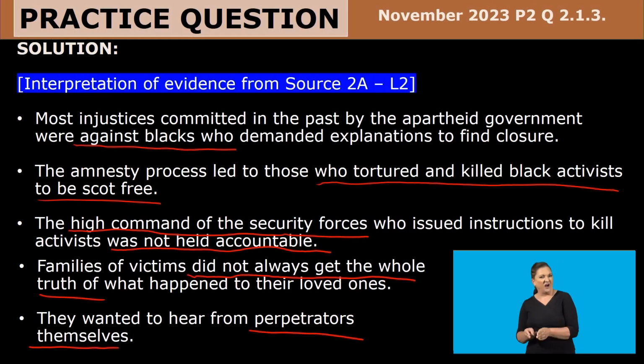You will know all this information from having studied the TRC, that in some cases, the bodies of the loved ones were hidden, and the families of the victims wanted to know where those bodies were hidden. They also wanted to know why the loved ones were killed. So all that information is very, very important in order to interpret the evidence from the source.